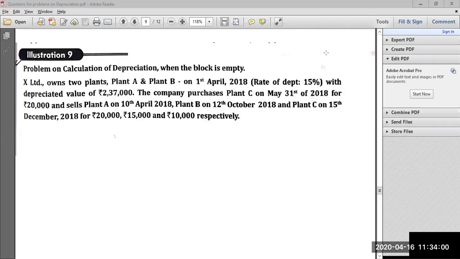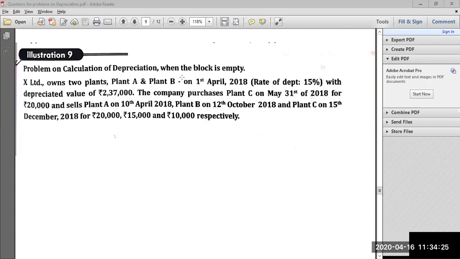Hello students. Today we will be discussing another problem on depreciation. Look here. In this problem they have given that X Limited owns two plants, plant A and plant B, on 1st April 2018, and the rate of depreciation is 15% with a depreciated value of 2,37,000. That means at the beginning of the year they have given the WDV value. Depreciated value is nothing but WDV value.